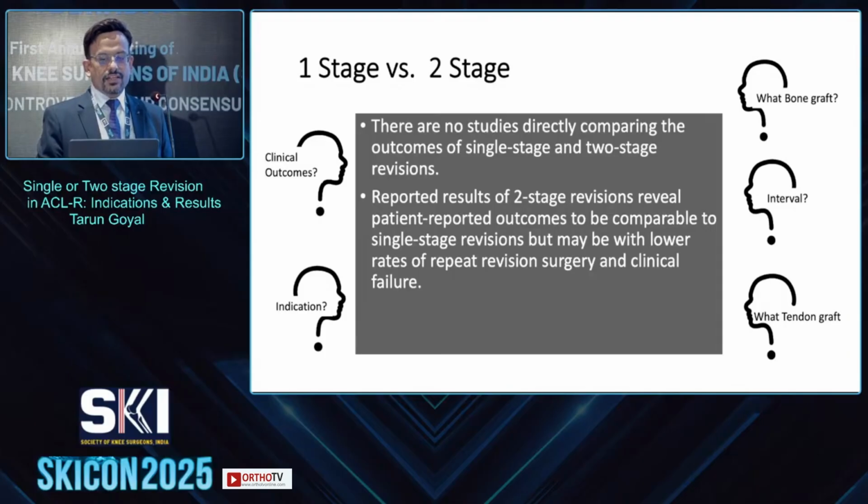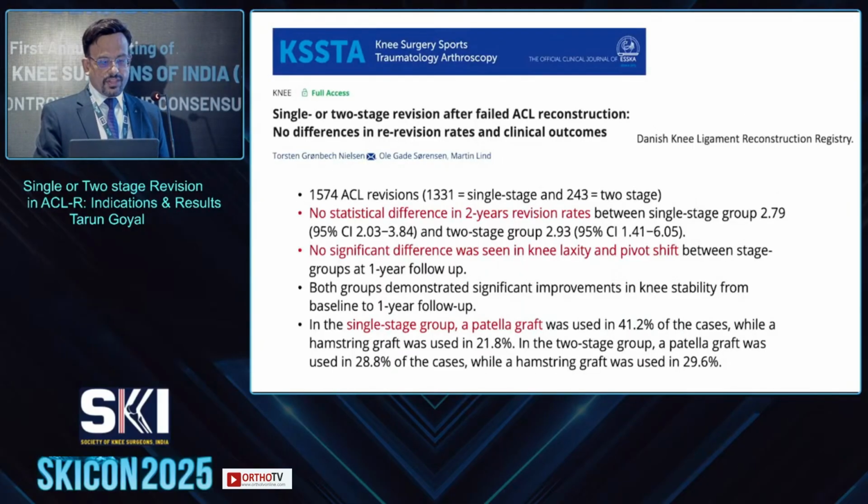So what you need to look at is what bone graft you are looking at, what interval you are looking at between the first and second stage, what tendon, as has been discussed before, what are your indications. Most importantly, what are your indications for a single stage or a two stage revision, and what clinical outcomes you are looking at. So this is a Danish knee ligament reconstruction registry which has studied 1574 ACL revisions. The majority of them were single stage, as you can see, and most of the literature has shown that the majority of the revisions performed are actually single stage revisions.